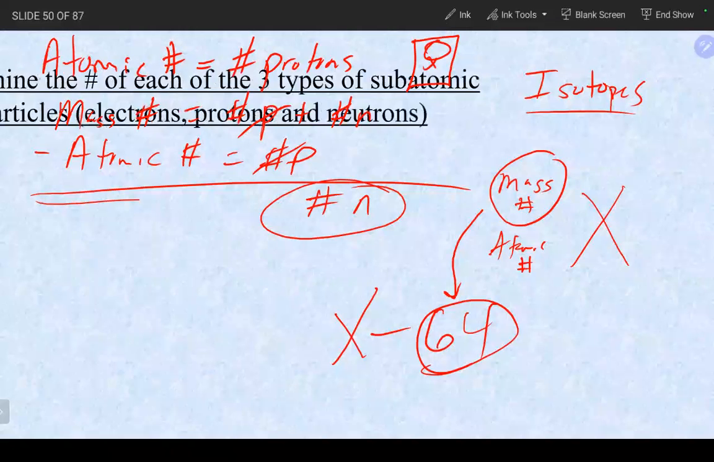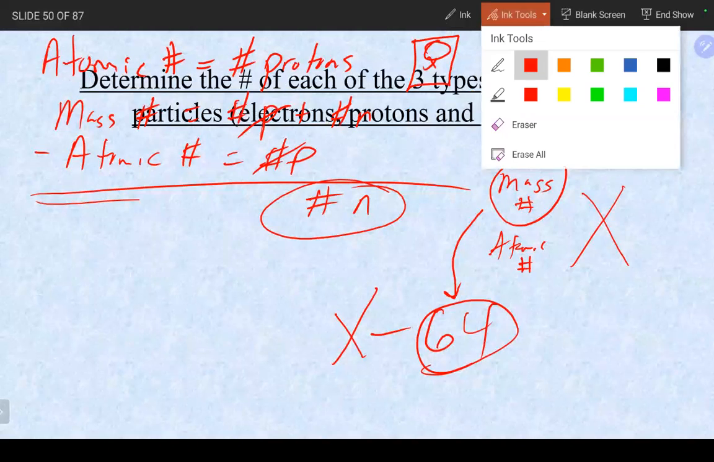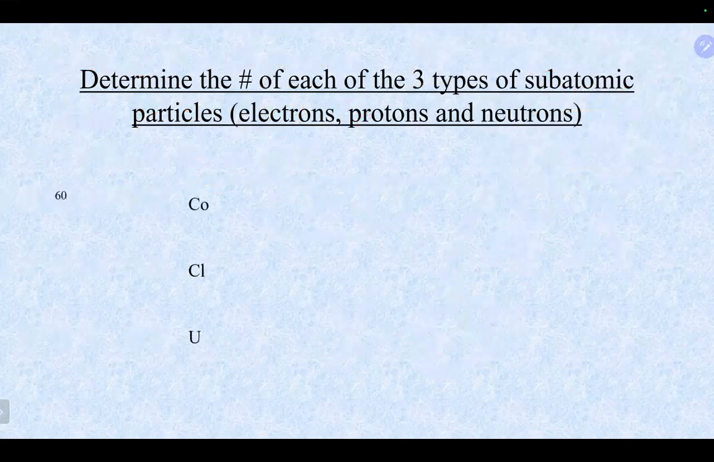All right, so I think this is where we left off, was here where I wrote on everything. So let's do that. For each of these here, figure out the number of protons, electrons, and neutrons there are in each of these cases. Take a minute or two, see what you come up with. Let's take a look and see.